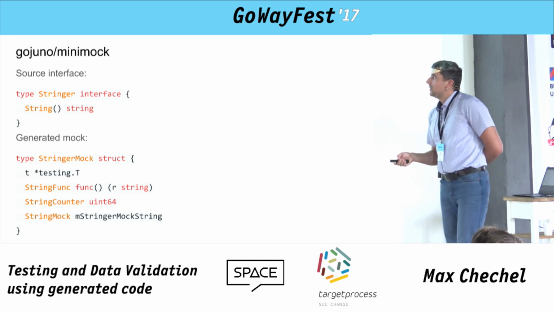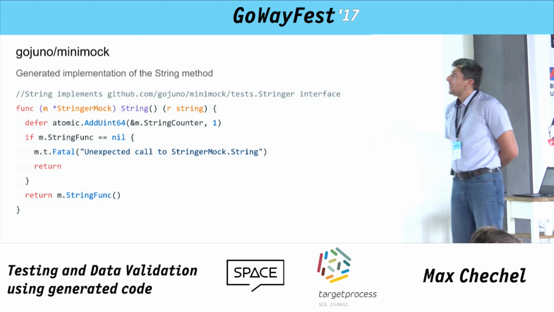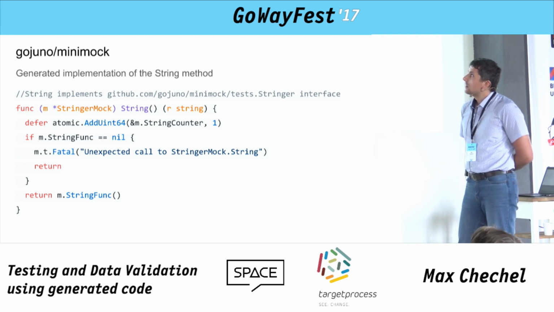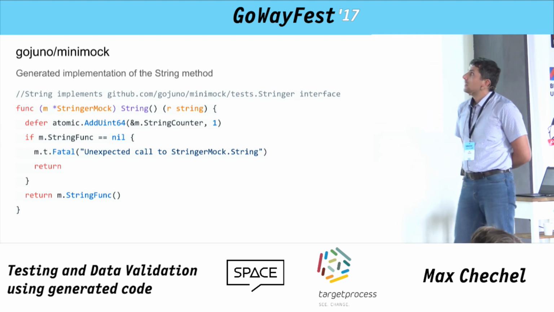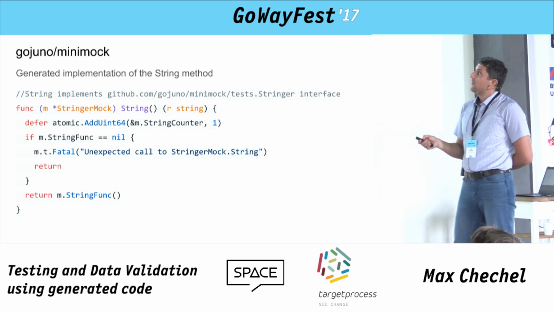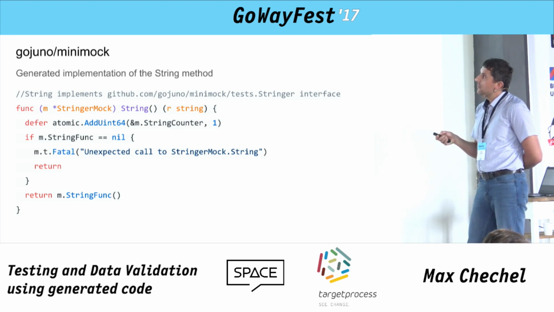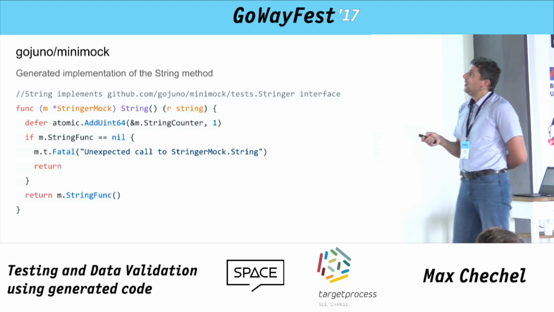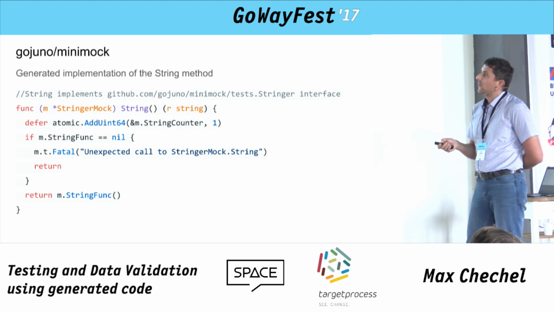via the builder pattern. And here's how the generated String implementation looks. So we can see that it increments a counter atomically and checks whether you mocked the function. If you didn't mock the function, it will stop the test with an error. Or if you did, then it basically runs the StringFunc.